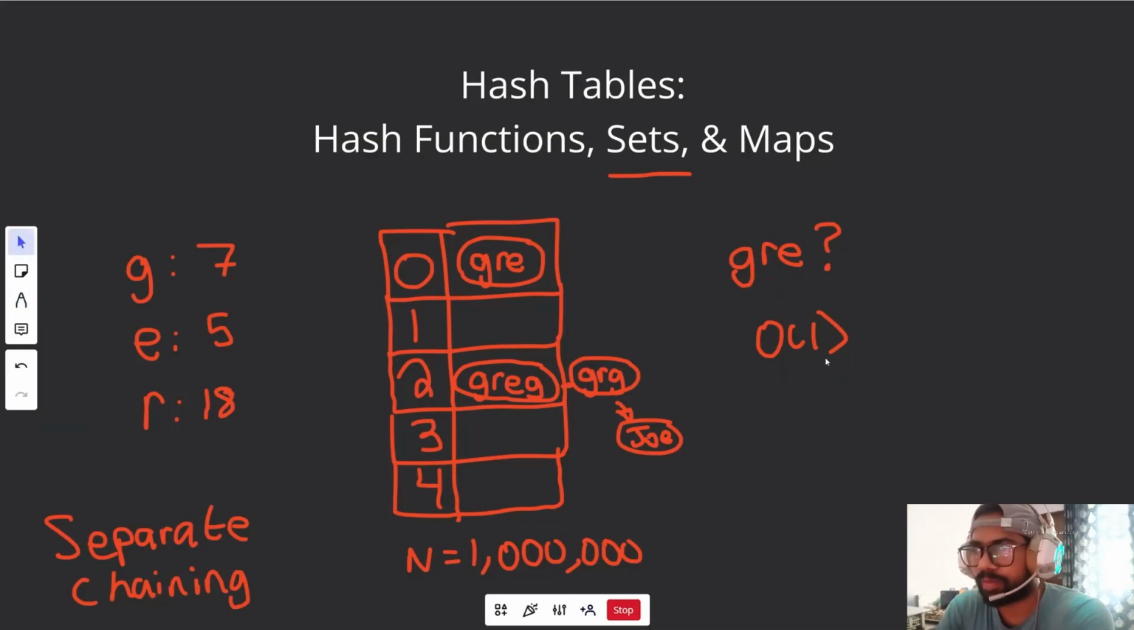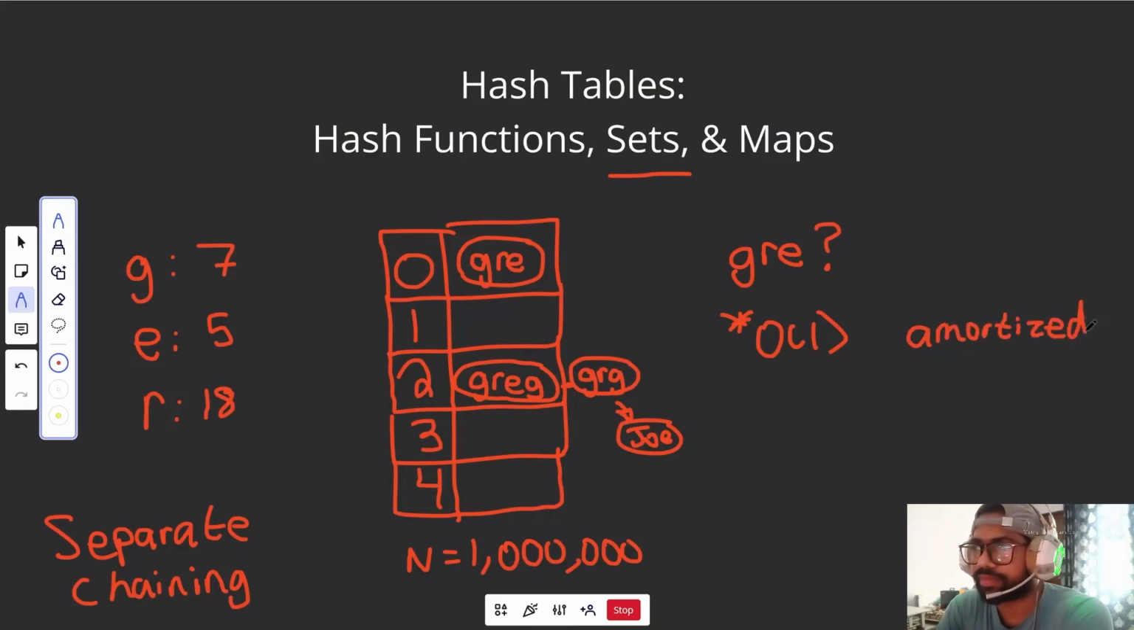Now, unfortunately, this is only kind of partially true, which is why you might be tempted to draw an asterisk here and add the word amortized, which essentially means on average. Because as you can see here, if you wanted to check if Greg is in this hash set, well, then you would get the index of 2, and you'd see, okay, well, it's at the beginning of this linked list.